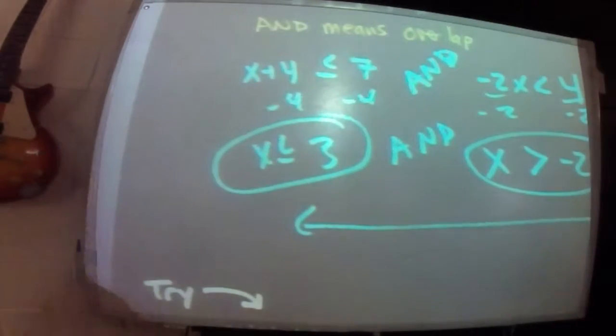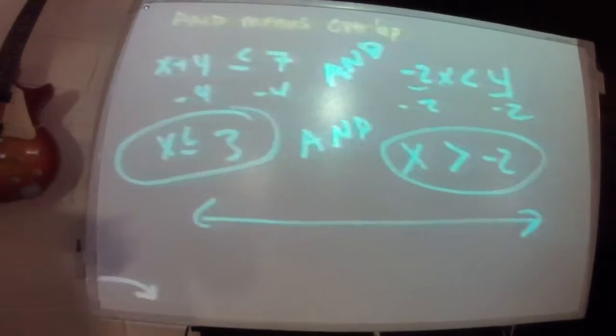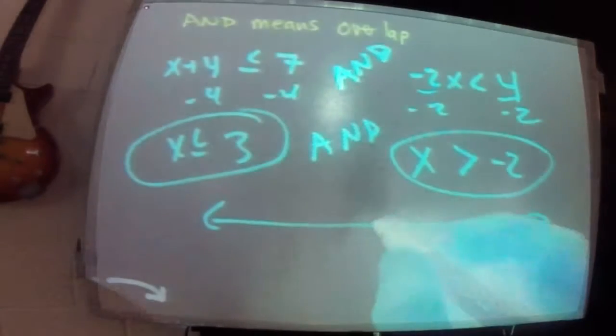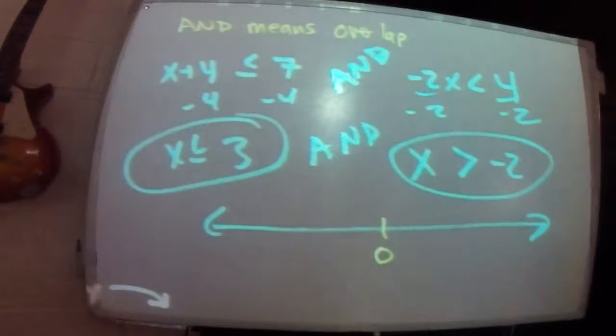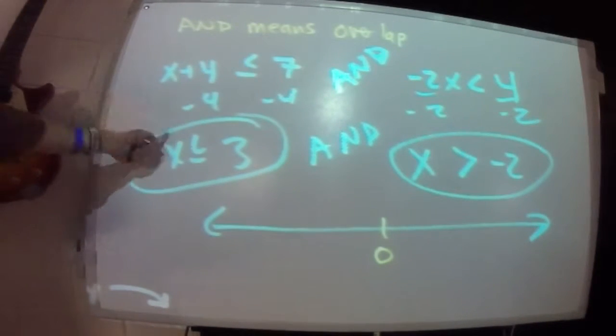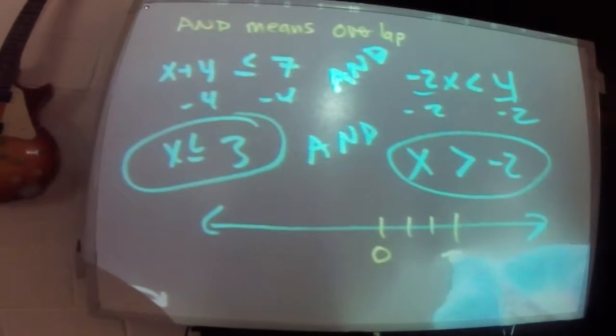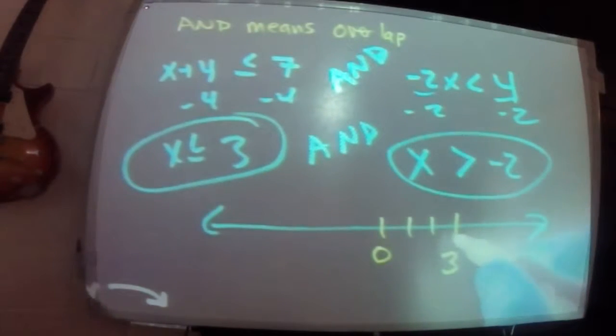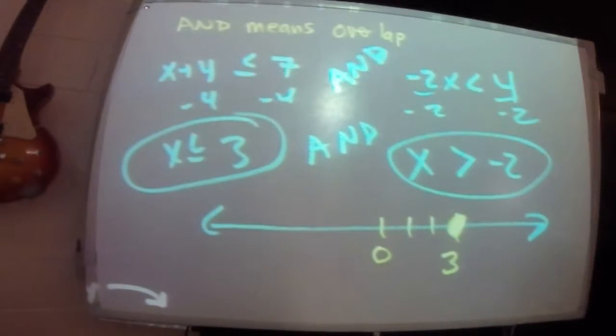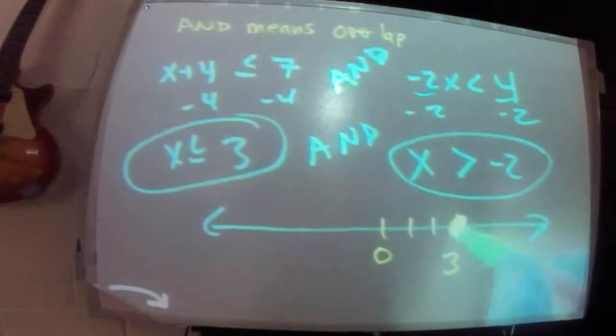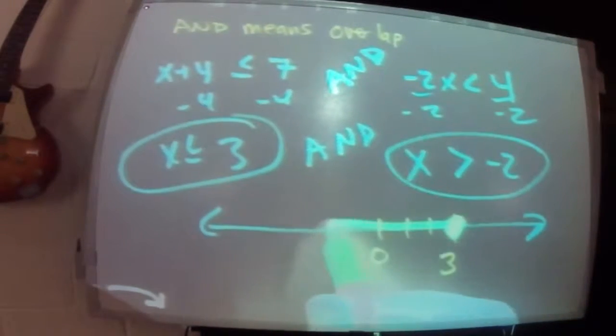Draw yourself a little number line. This does not have to be a perfect work of art. I just need a little number line in here so I can figure out my overlap. 0. I need a dot at 3. So I'm just going to go 1, 2, 3 right here. What kind of dot am I going to put here? Closed dot. And I'm going to go which direction? Left.